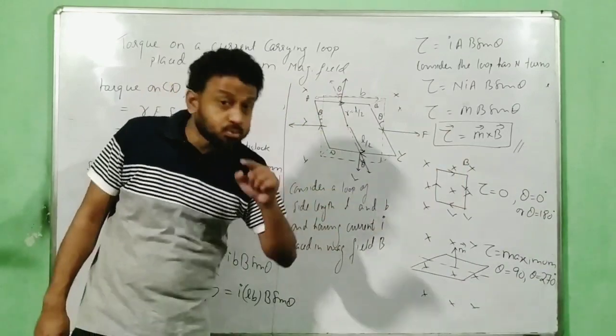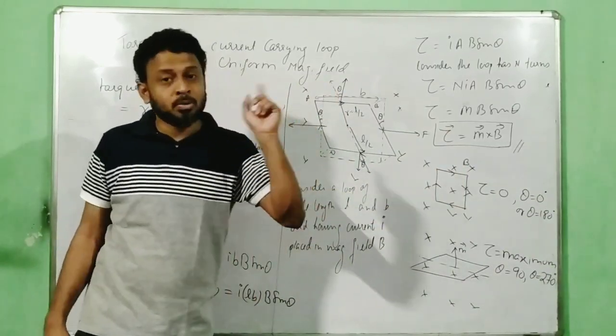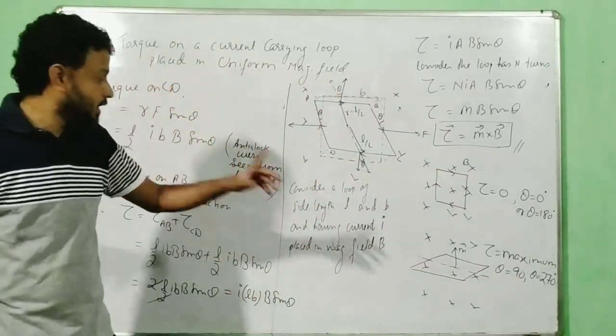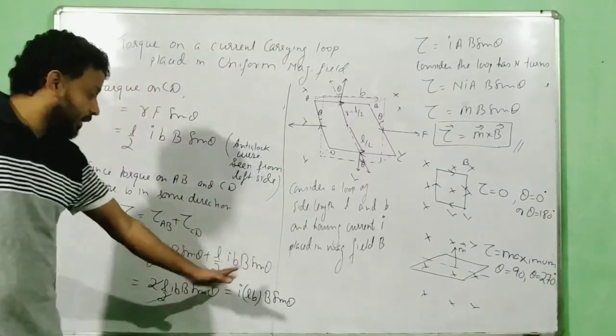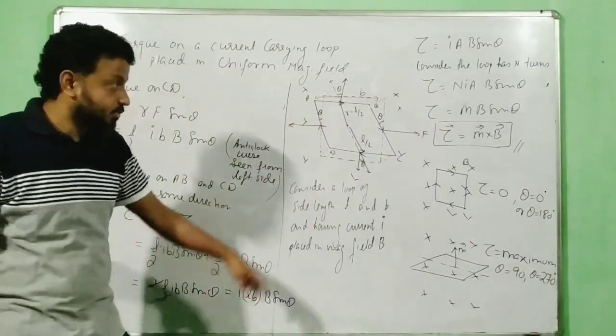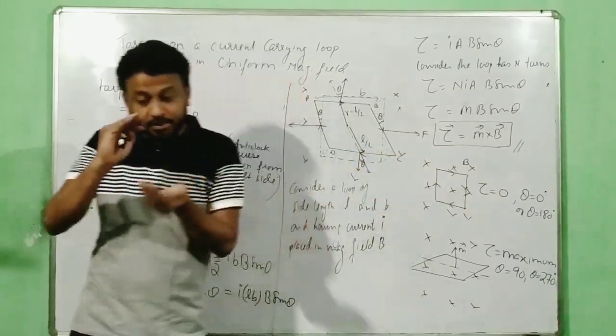No one is going to ask you to prove that it is in the same direction. Trust me, nobody. You have to just mention that it is in the same direction. Then you add them up and get the answer, and at the end you write it in vector form as M cross B. So that is the derivation part.